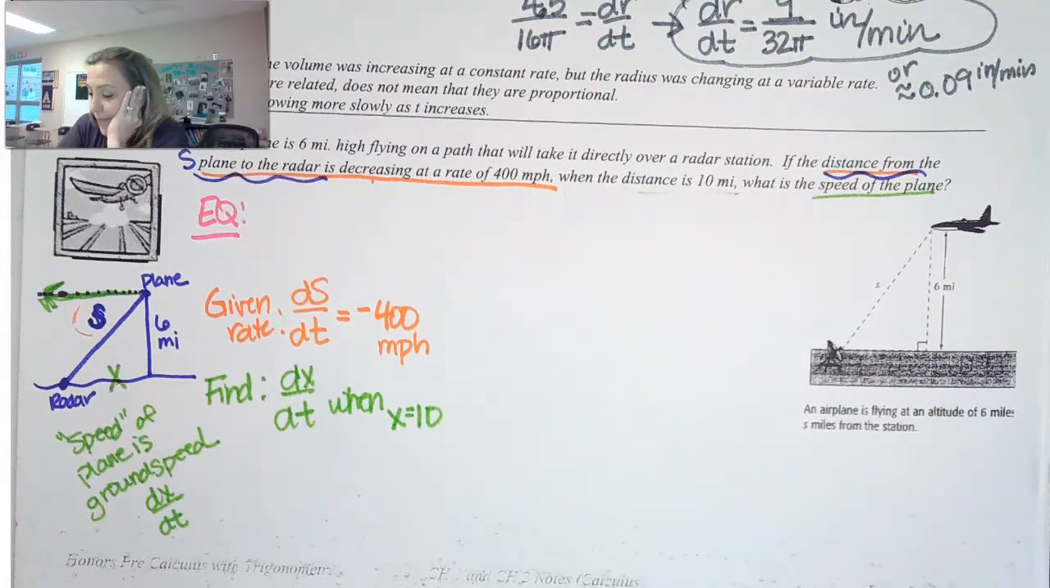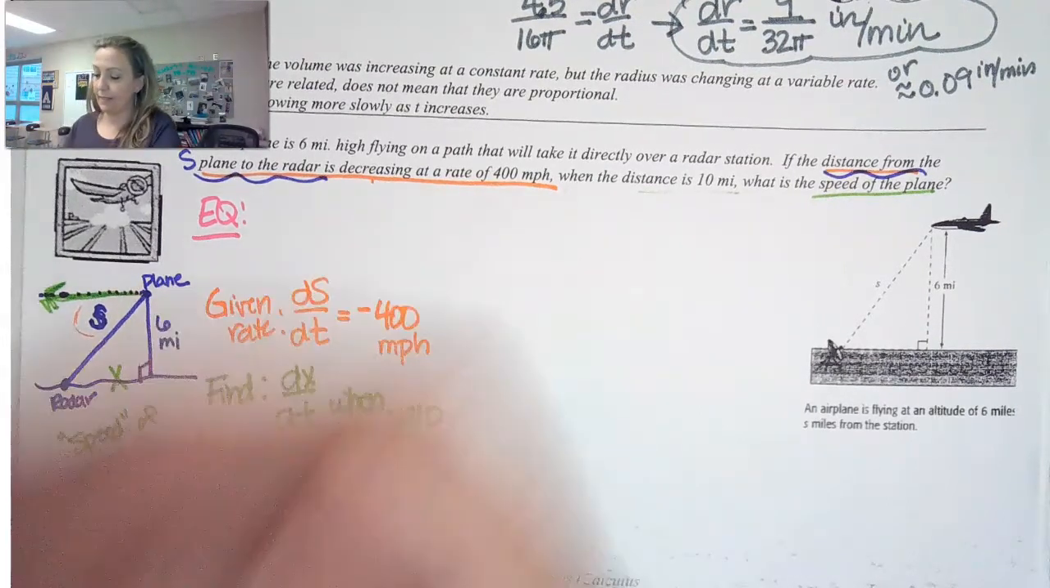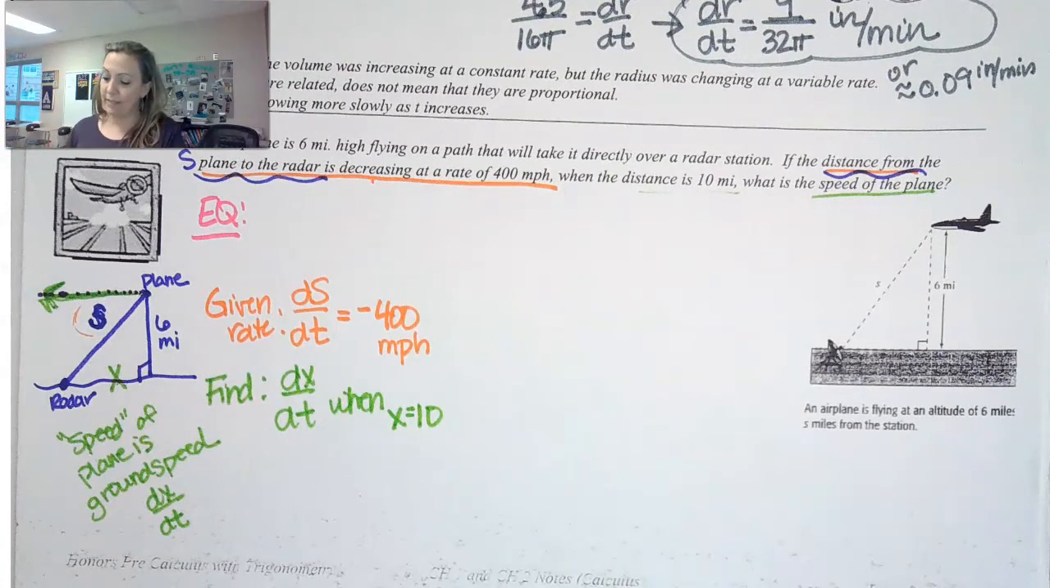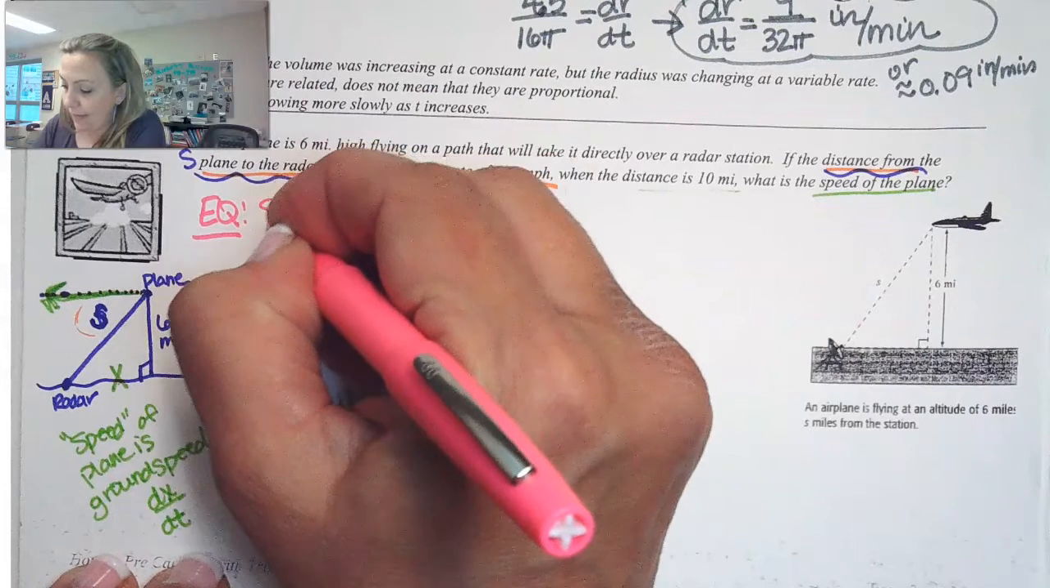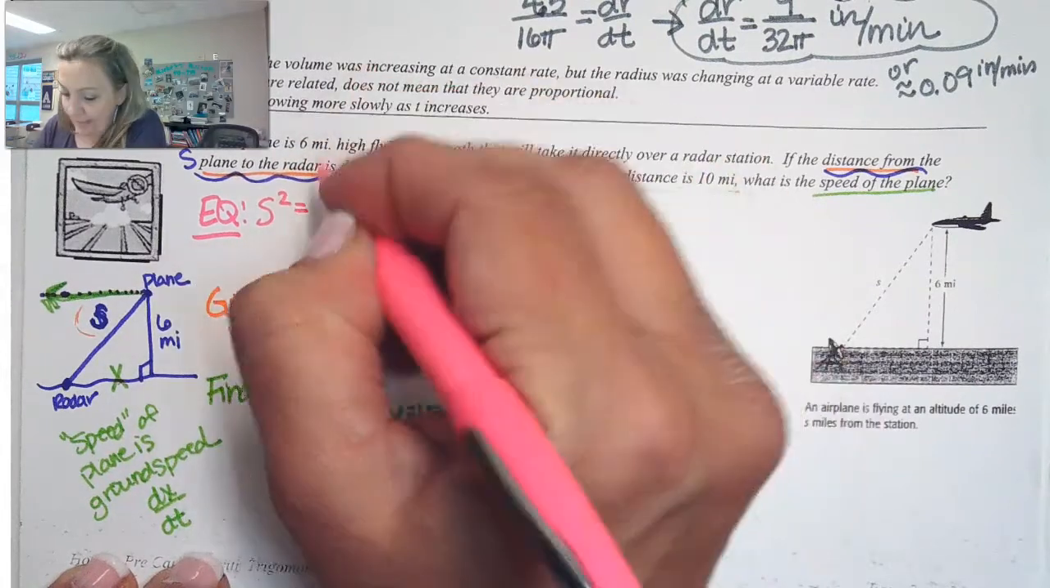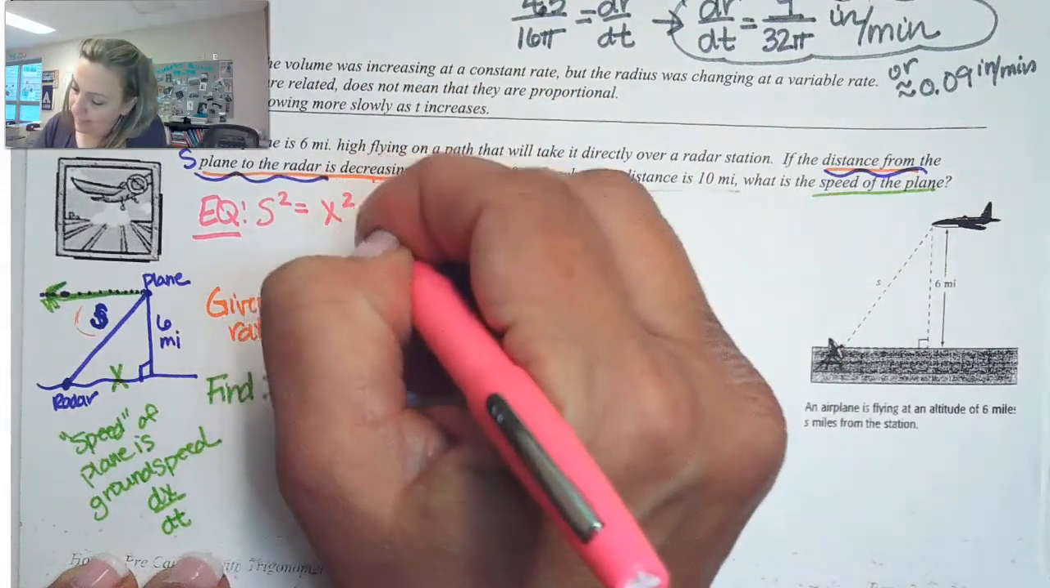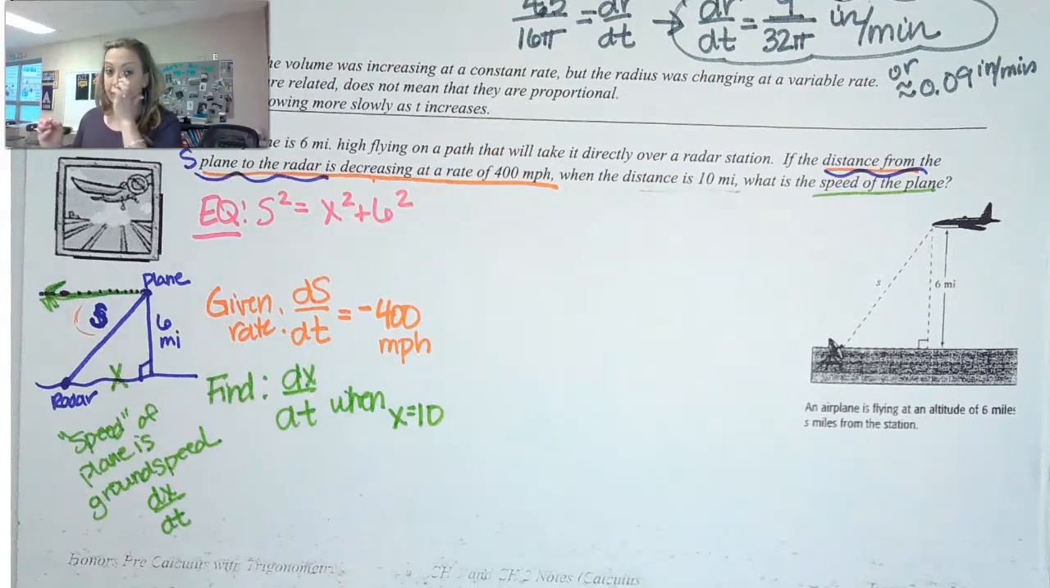All right, so now that we have this picture, is there any formula that pops out in your head that might help us use all this information? Well, maybe you see that we have a right triangle here, if the plane is 6 miles above. And if we have three sides of a triangle, we can use the Pythagorean theorem: s squared equals x squared plus 6 squared.